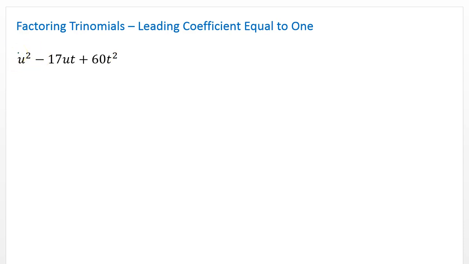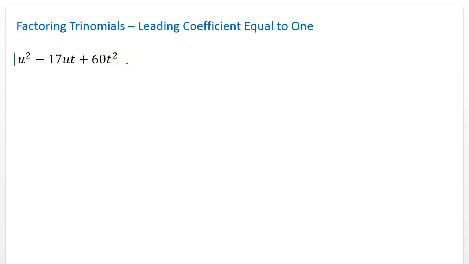This could be rewritten as 60t squared minus 17ut plus u squared, but that would make it one of the problems where the leading coefficient is not equal to 1, which is more trouble. But in this particular case, notice the leading coefficient is 1. When you have a trinomial like that, with the first term squared, the next term to the first power, and the last term either a constant, like plus 60, or another variable squared, it's in the right order.